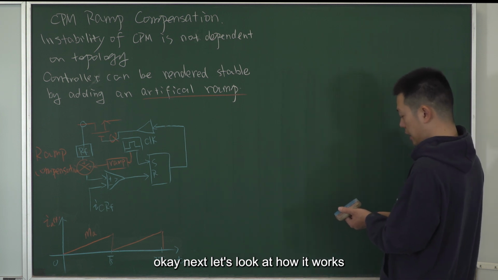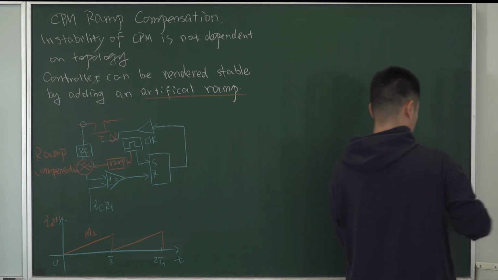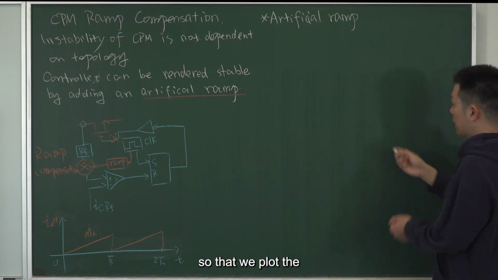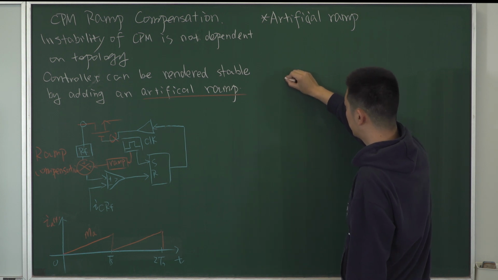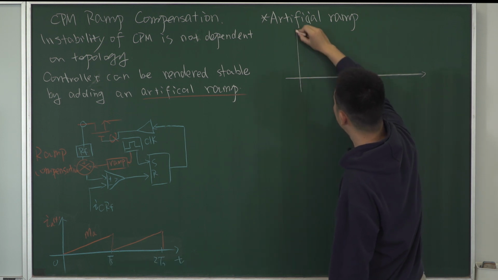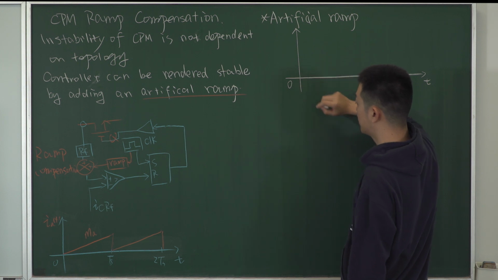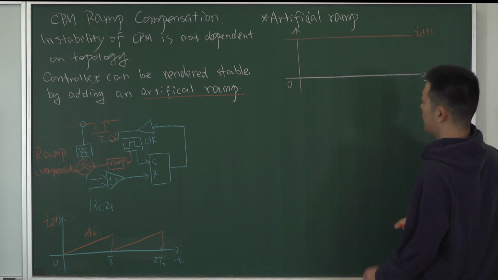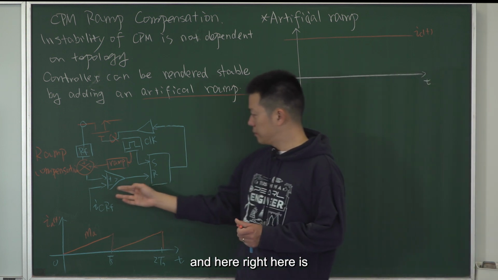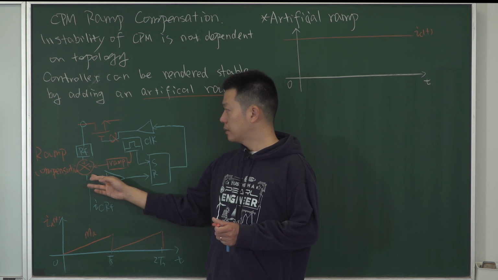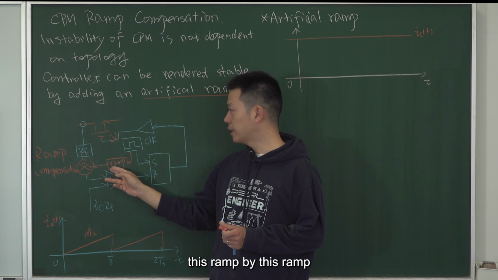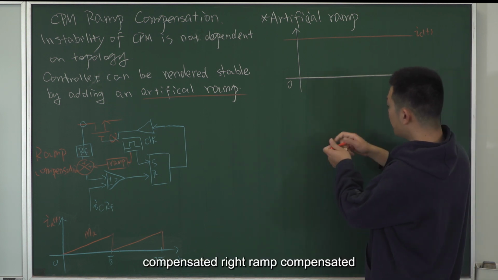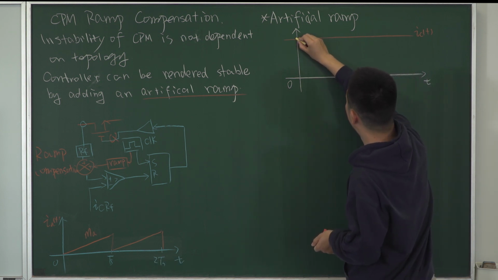Okay, next, let's look at how the artificial ramp works. We plot the inductor current and the controlling current respectively. The red line is the controlling current, IC. The inductor current is compensated by this ramp, and therefore we will have a ramp compensated controlling signal.